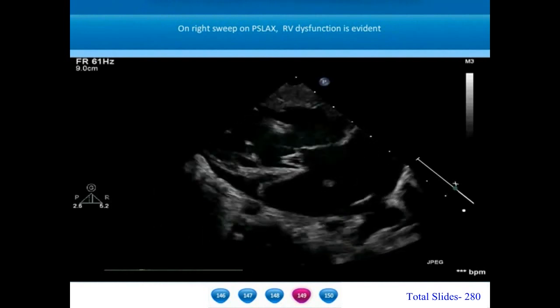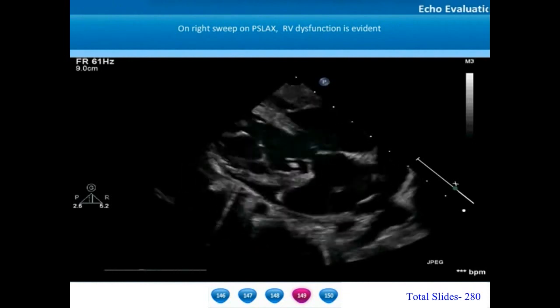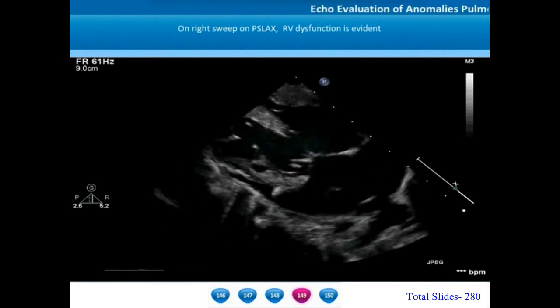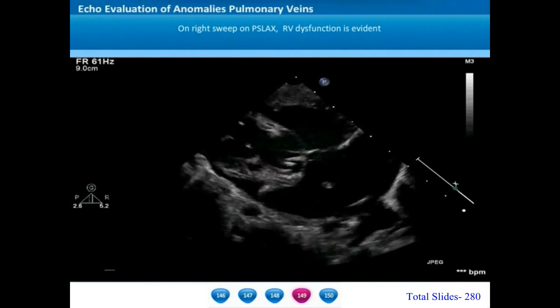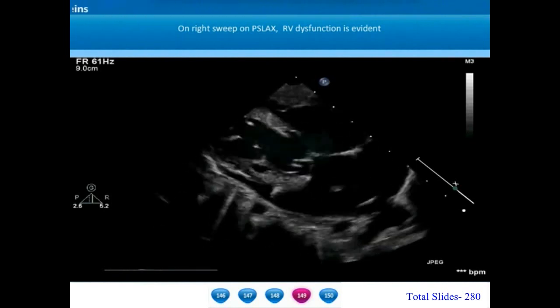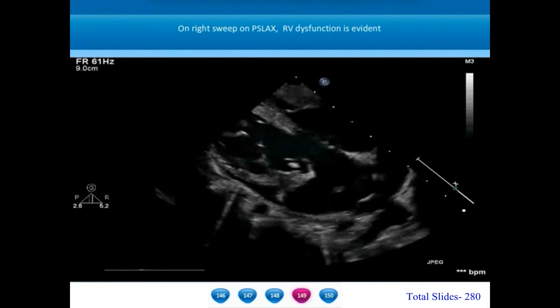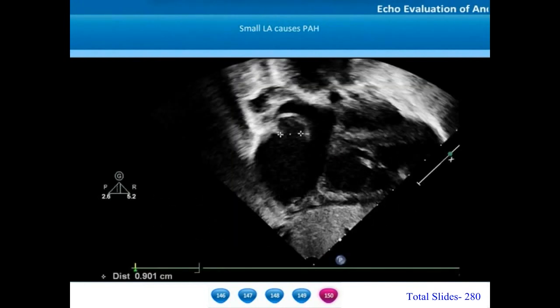On the same parasternal view, if we make a rightward sweep and get the right ventricle in view, we appreciate that the right ventricle is markedly hypertrophied, trabeculated, and has poor systolic contractility due to severe pulmonary hypertension. We can see the coronary sinus, which is very dilated, draining into the right atrium immediately posterior to the tricuspid annulus. In this clinical situation, the reason for severe pulmonary arterial hypertension is due to the small size of the left atrium.